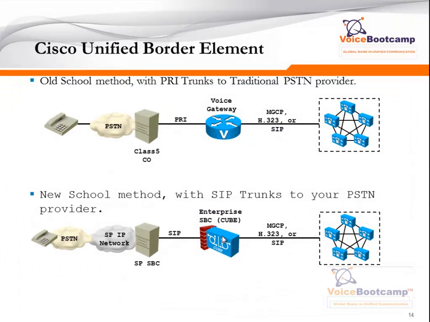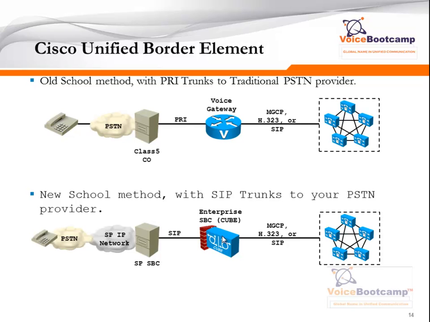The old school method is to use a PRI trunk to a traditional PSTN provider. The new school method would be to use a SIP trunk to your service provider. In order to use a SIP trunk, it is recommended that you use Cisco Unified Border Element to provide interworking between these two VoIP networks. Whenever you use a SIP trunk, always keep in mind you are now dealing with a service provider's network, which you do not have control over. Therefore, quality of service will be an issue.